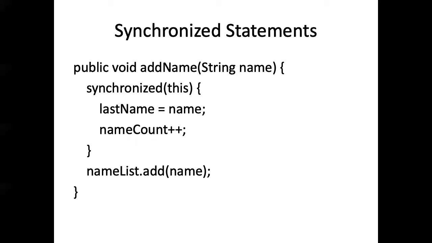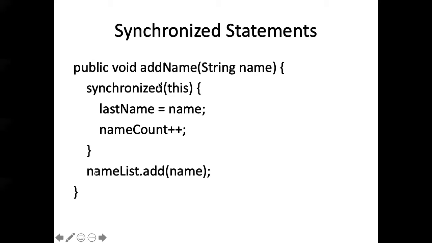Notice that the method itself is not synchronized. Only this portion of the code is. And this is grabbing the lock for this object. While it has the lock, it executes these two statements. But after it exits the synchronized block, this statement right here is executed in non-synchronized mode. As soon as I exit this synchronized block, any other thread is allowed to call add name and execute it.